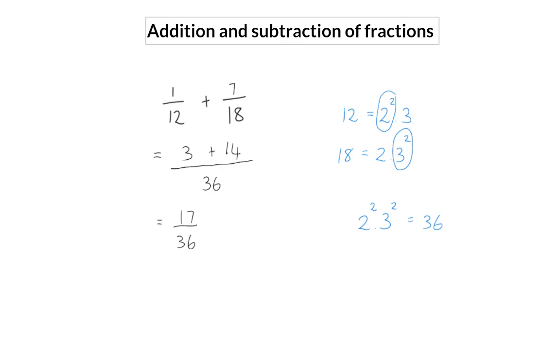When determining a lowest common multiple, you need to remember that you can never make any denominator smaller than it already is, and that is why we take the biggest exponent. And this is a very important concept to remember when we now move on to algebraic fractions.